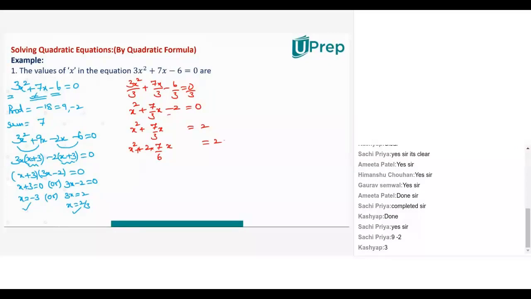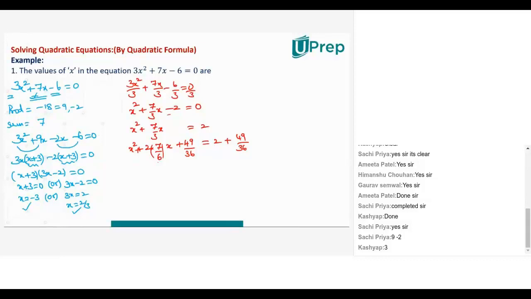Now could somebody identify what is y in this expression? X square is there, 2xy. So the y actually is 7 by 6. So what is left on the left hand side, so that I make it a perfect square? y square. Y square is how much? 7 by 6 whole square, that is 49 by 36. That I'll add and subtract on both sides, 49 by 36, so that the value is not changed. I just added the same value and subtracted the same value.